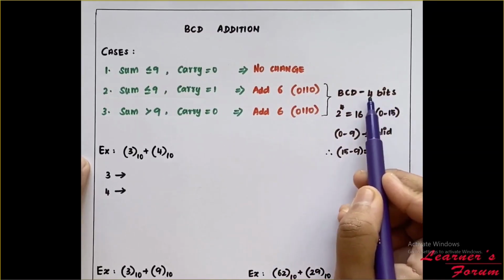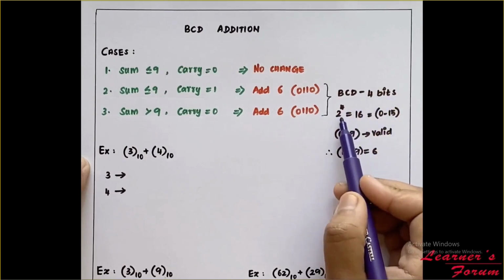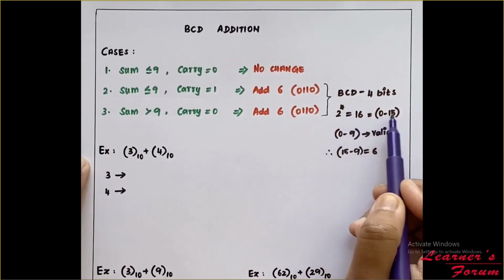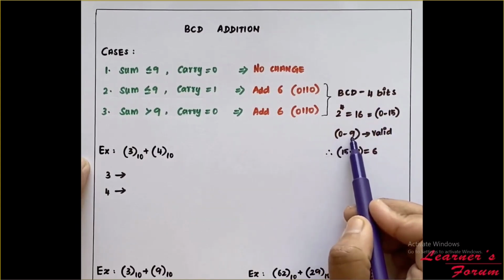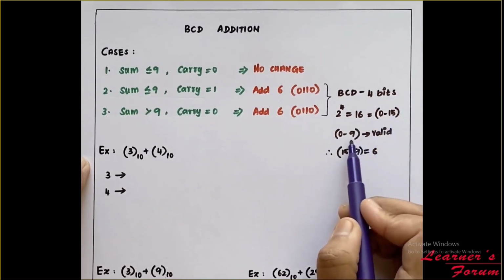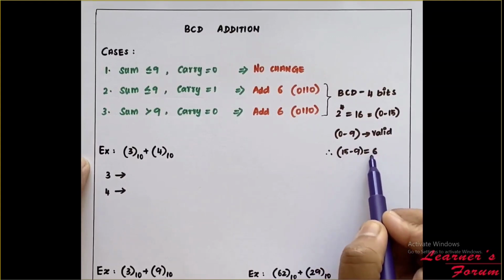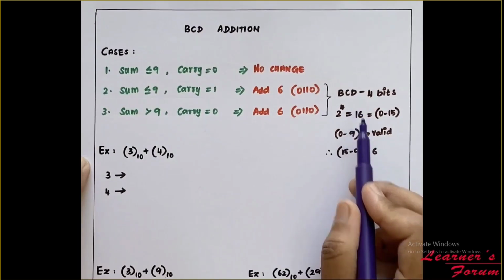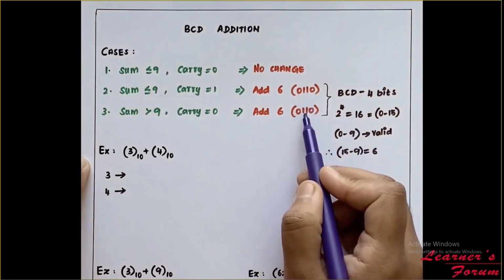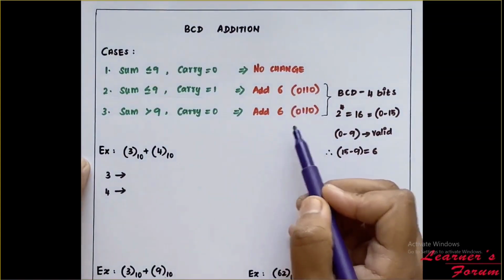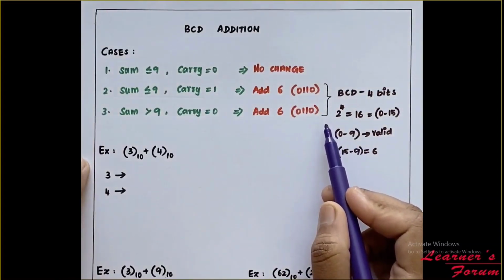BCD is actually 4 bits, that is 2 power 4, which is equal to 16. So 16 means we should have got the values from 0 to 15. But from 0 to 9 we have got the valid BCD. So the remaining digits: 15 is the total, and the last valid one is 9. So 15 minus 9 will be 6. That is the reason we are adding this 6, to skip the invalid values and make it a total of 16 values. This is the reason we add it in the last two cases. So these are the steps that we should remember to perform BCD addition.